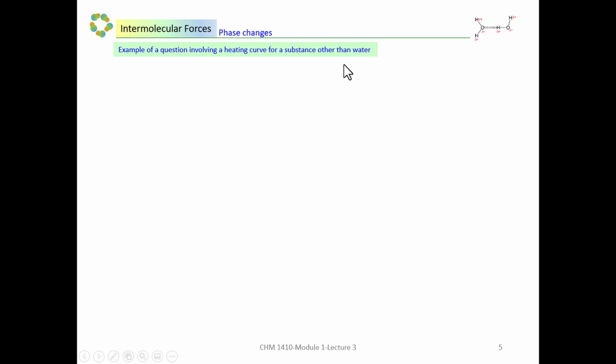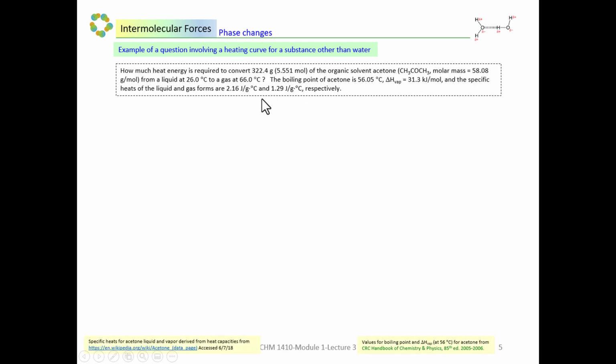How about if we look at a substance other than water? Suppose we want to know how much heat energy is required to convert 322.4 grams of acetone, which has a molar mass of 58.08. That would be 5.551 moles of acetone. I picked this mass exactly so it would be the same number of moles of acetone as water that we used on the previous slide.